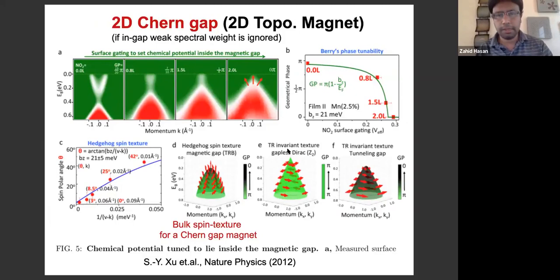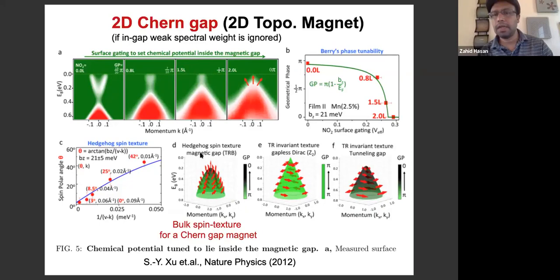Okay, so then we can also map this spin texture as a function of binding energy. As we go deeper, far below the gap energy scale, we'll see that at some point the Berry phase of the topological insulator surface, this helical spin texture that creates a Berry phase, will recover. But as we approach low energies near the Fermi level, near the gap, the Berry phase will disappear. So this we call Berry phase tunability, through surface gating.